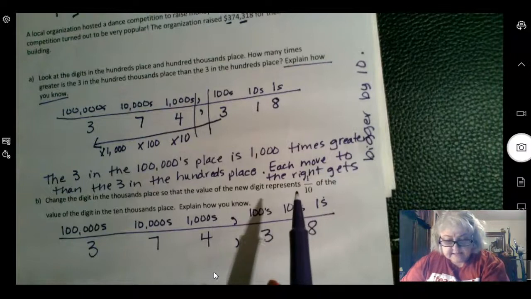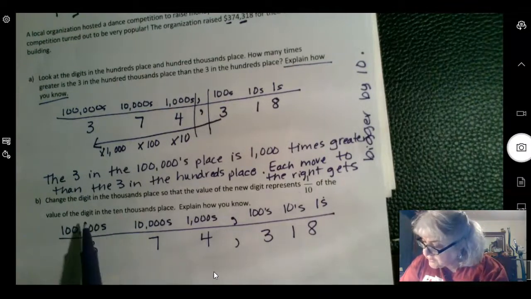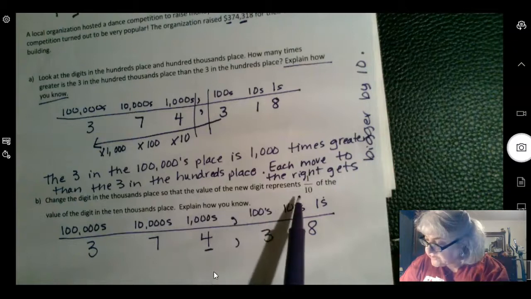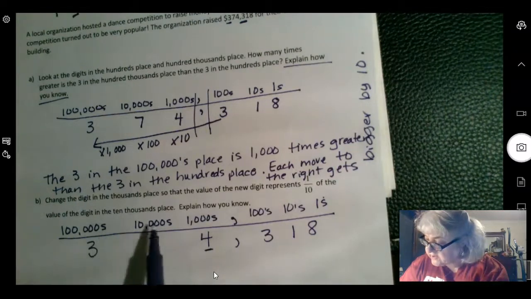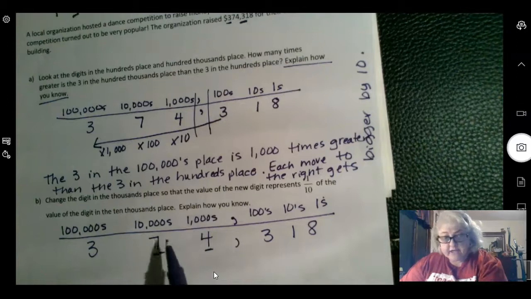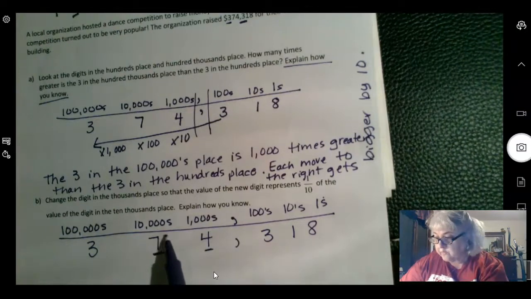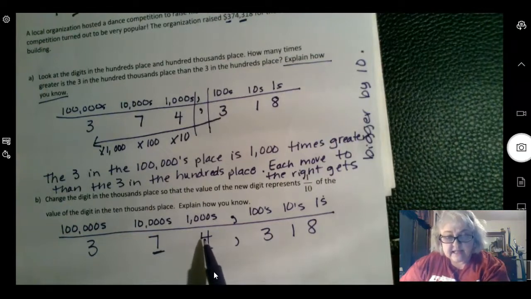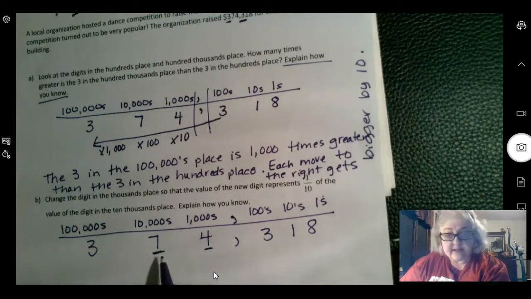But now my task is I want to change the digit in the thousands place, which is our 4, so that the value of the new digit represents 1/10 of the value of the digit in the 10,000s place, which is our 7. Okay? I know that each time I move one place value to the right, I'm getting smaller by 10. And we say that by saying that it is 1/10 as much.